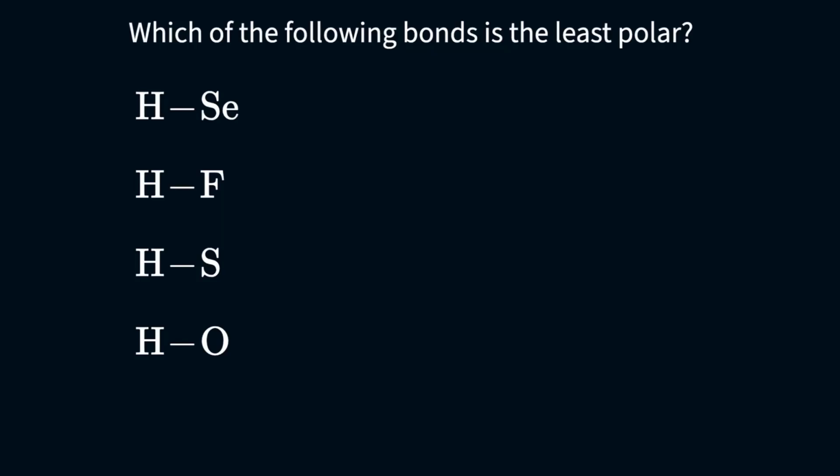Which of the following bonds is the least polar? And then we have a choice of basically A through D. Is an H-Se bond, an H-F bond, an H-S bond, or an H-O bond the least polar out of these four? Well, let's get into it.